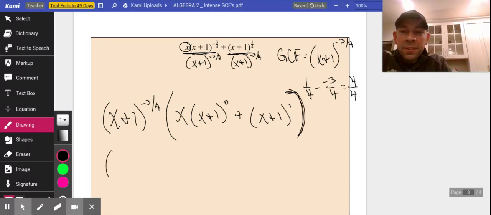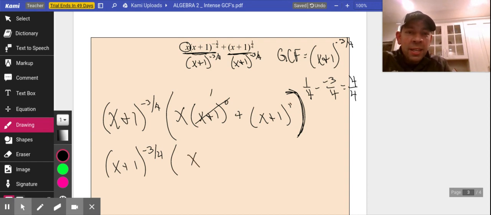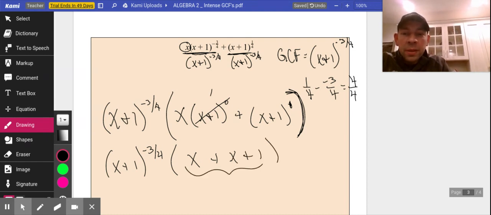Now, let's see, is there anything we can do to clean that up? Well, this whole expression is a 1, right? So x times 1 makes x. And anything to the first power doesn't need parentheses. Now I can combine like terms.